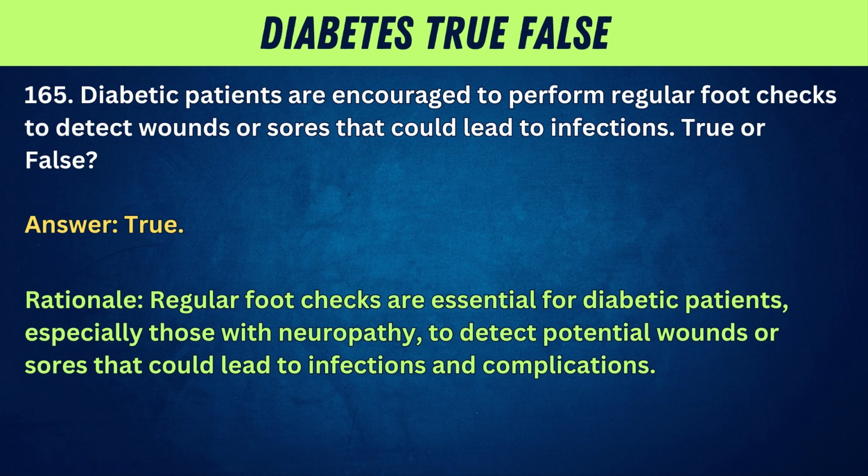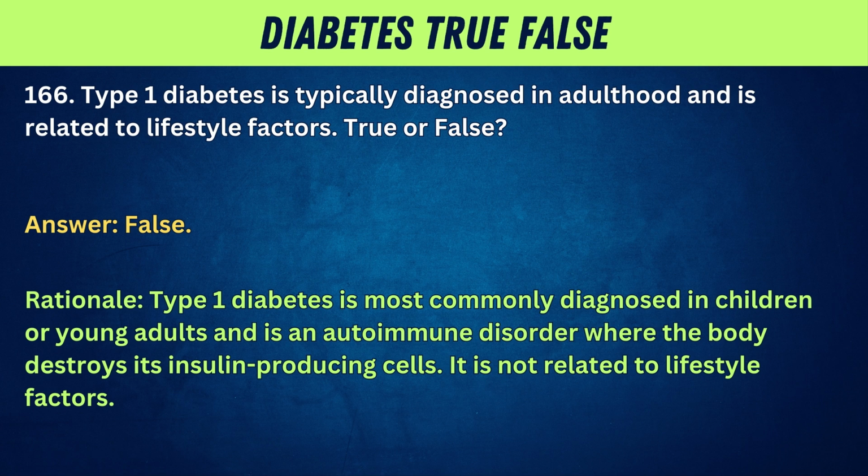Rationale: regular foot checks are essential for diabetic patients, especially those with neuropathy, to detect potential wounds or sores that could lead to infections and complications. 166. Type 1 diabetes is typically diagnosed in adulthood and is related to lifestyle factors. True or false? Answer: false.